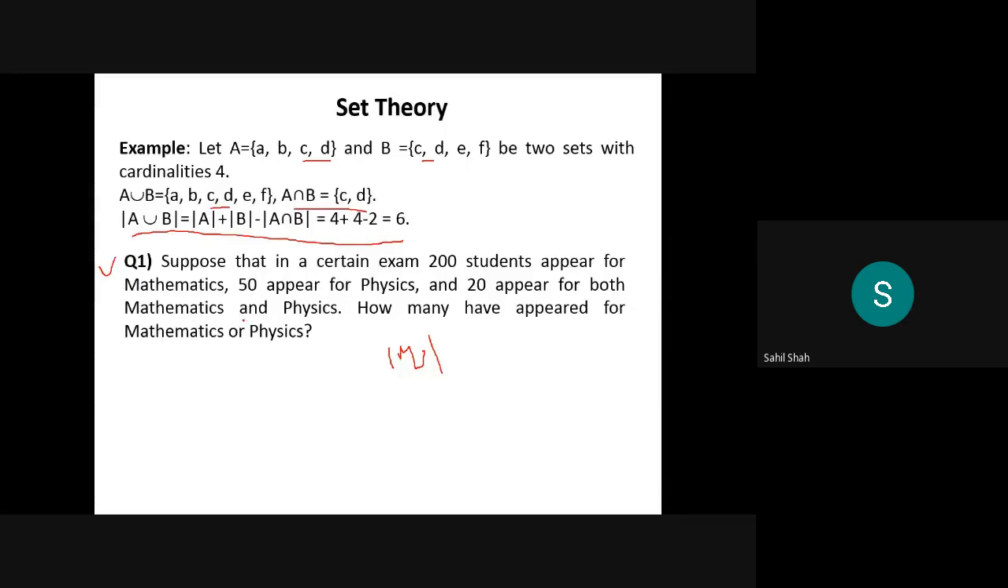There is usage of 'and'. Whenever 'and' is used in the statement, we have to go for intersection. If 'or' is mentioned, you'll be using union. So it is given M intersection P, this value is equal to 20. This is given. And what is asked to find?